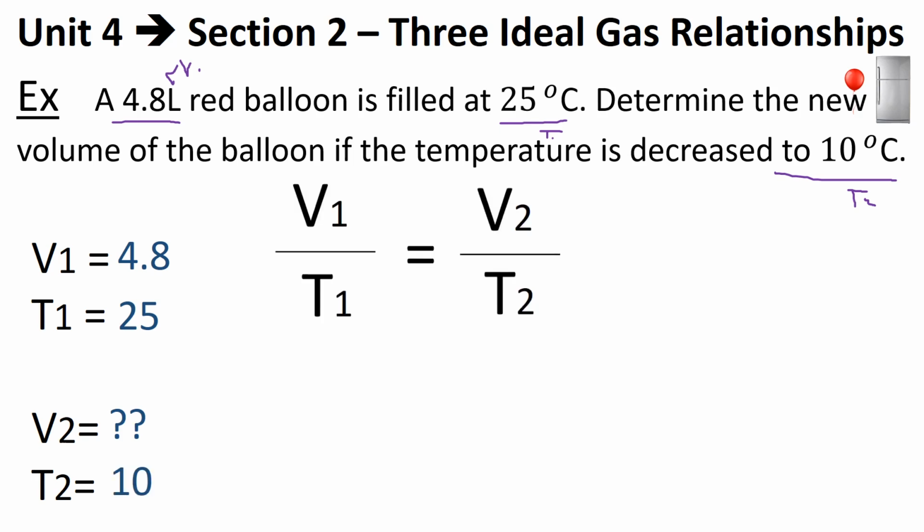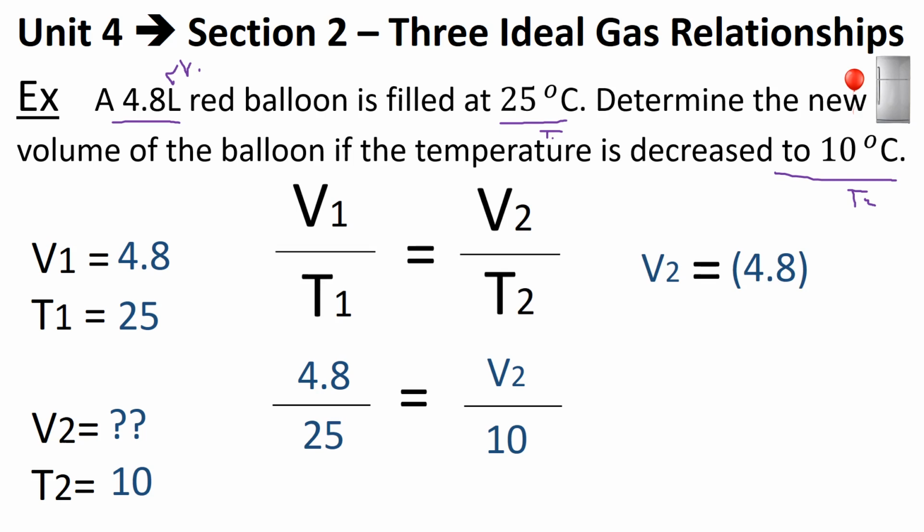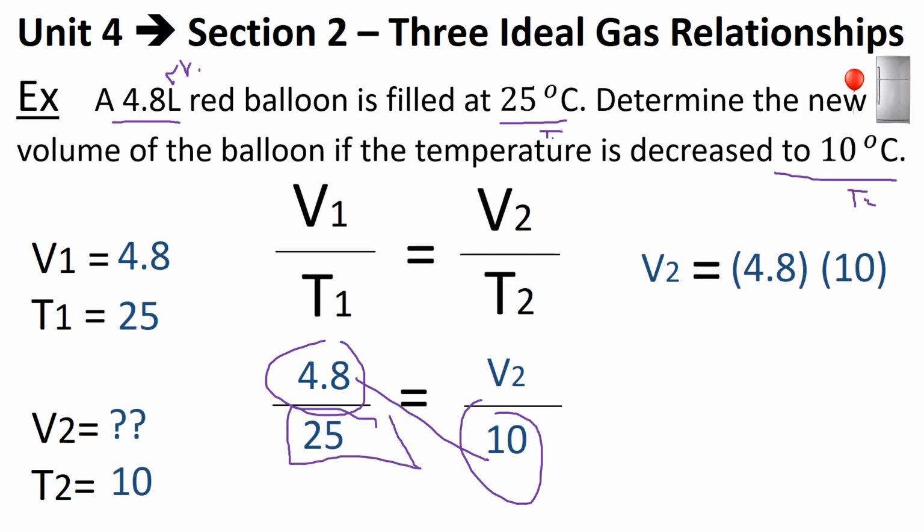We'll write our gas law, plug in our values. If I'm going too quickly, you can always pause the video. Now we're going to do some cross multiplying. And in the end, V2 is going to be equal to 4.8. The way I would cross multiply this is 4.8 times 10. And then you end up dividing by the other one, divide by 25.